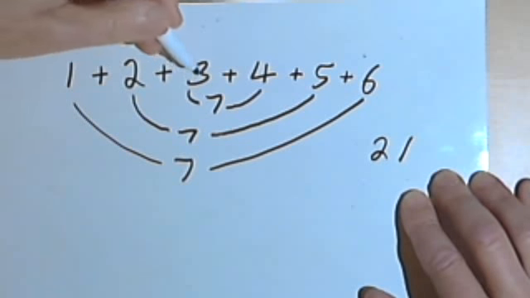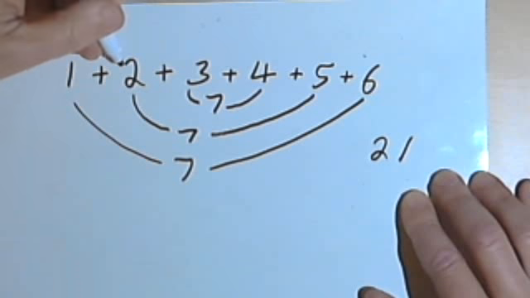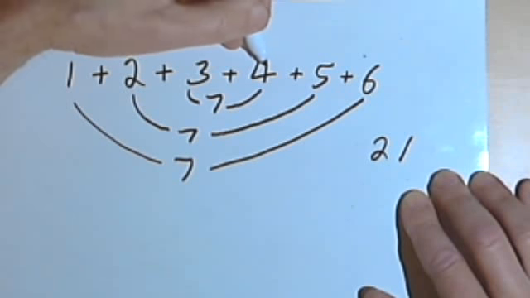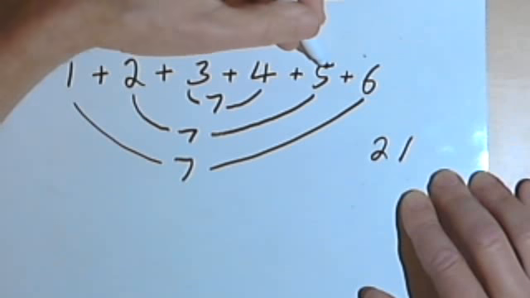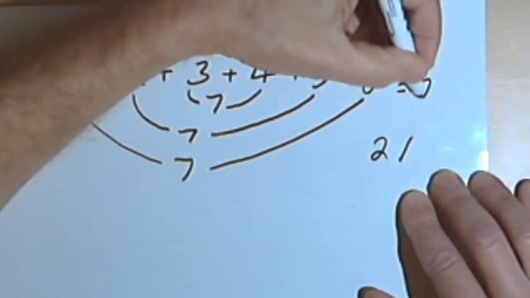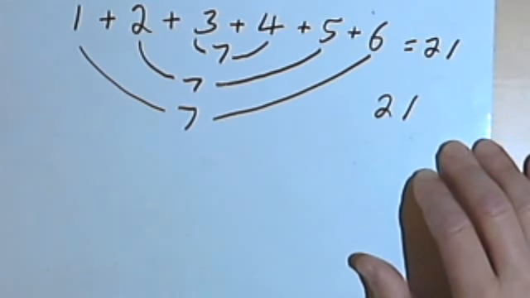Let's add these numbers together in the traditional manner and make sure that's right. So 1 plus 2 is 3, 3 plus 3 is 6, 6 plus 4 is 10, 10 plus 5 is 15, and 15 plus 6 is 21. So this seems to work. Now, let's see if we can find a general rule for what we did.